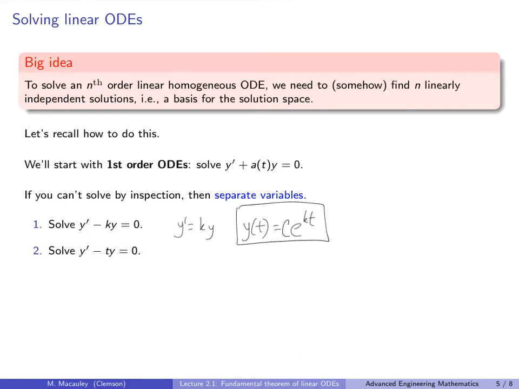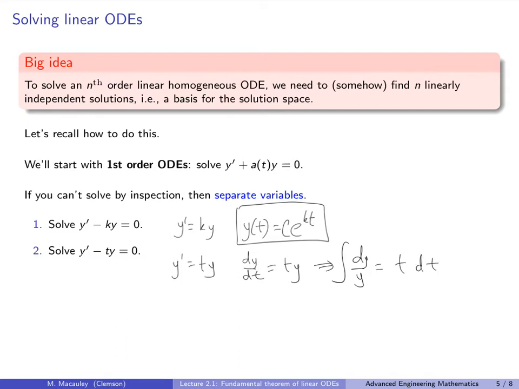For the second example, you might be able to do this by inspection, but probably not. Or even if you can, it takes some hard thought, so it's better to just separate variables. So I'm going to write this as y prime equals ty. And remember how to do this. So you write dy dt equals t times y. And by separating variables, that means we put all the t's on one side and all the y's on the other. So I'm going to write this as dy over y equals t dt.